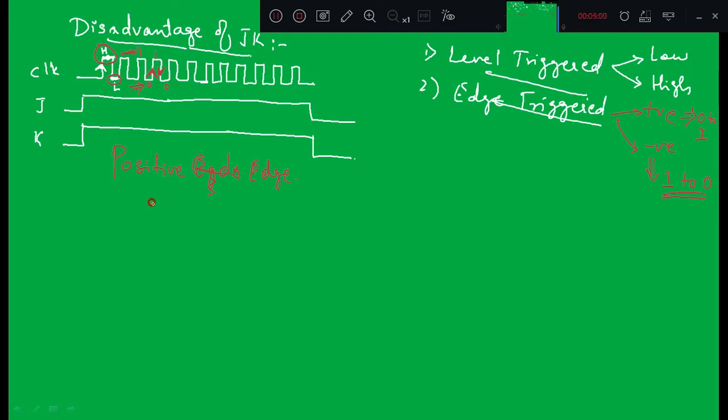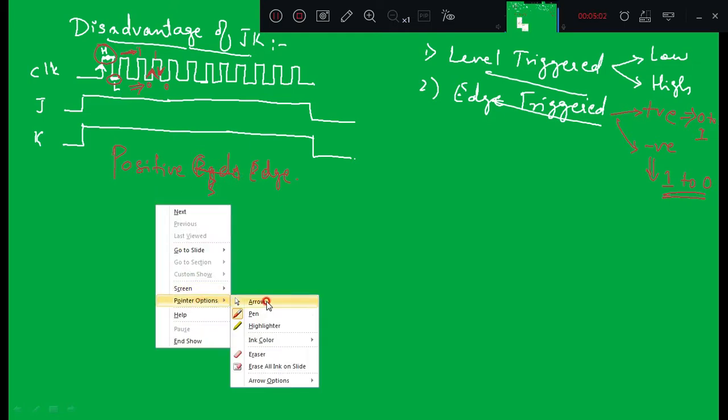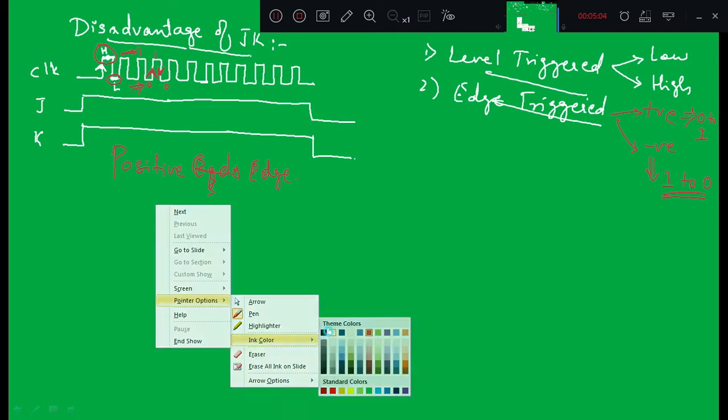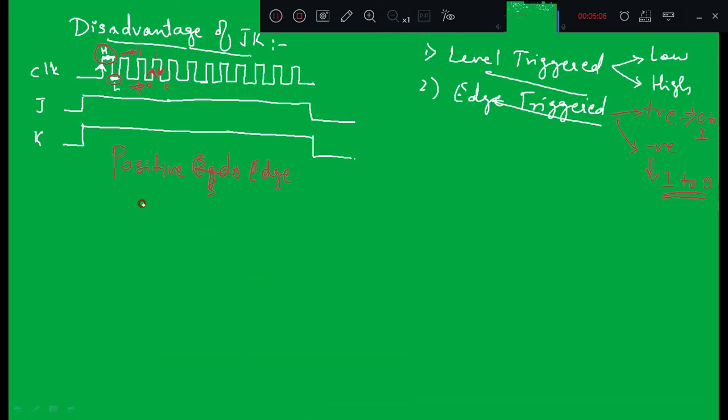So now we will see what happens. What is the disadvantage of the JK flip-flop with this, right? So what happens here? See, J and K both are high. What happens to the value of Q?